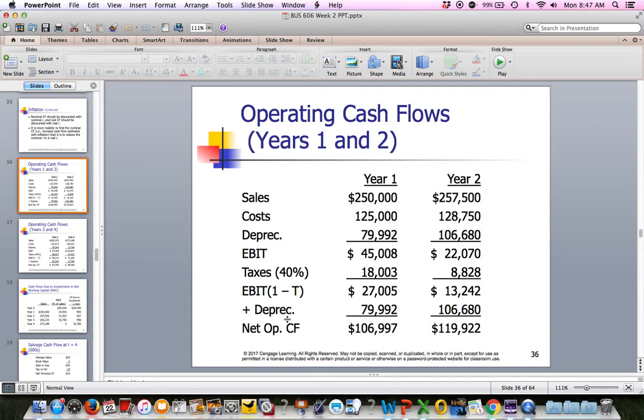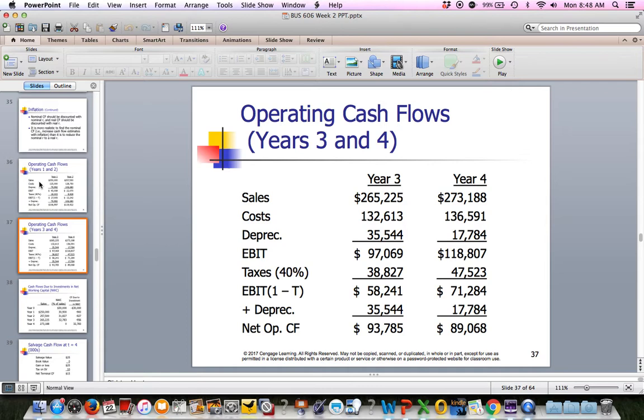So depreciation is here twice. It's up here because it's tax deductible, right? That depreciation reduces my EBIT, which reduces my tax bill. But because depreciation is a non-cash item, I add it back. And so my cash flow was 106,997 and 119,922. And in finance, I care about cash. And we do the same thing for years 3 and 4.